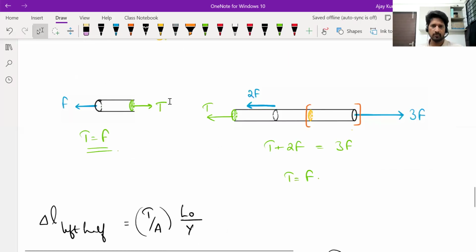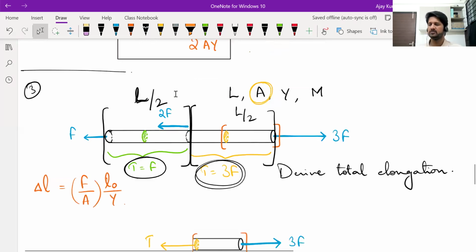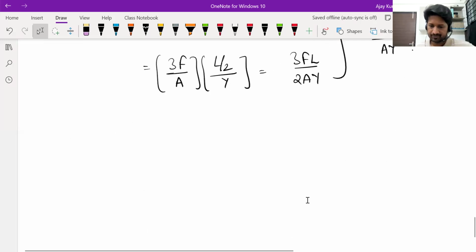Okay, that is how you approach problems like this. Basically, this idea has already been discussed. If forces act in between a wire, tension on one side of the force will be different from tension on the other side of the force. So here, 3F and F are acting at the ends, but 2F is acting in between. So in the part which is to the right of the point where 2F is acting, you will find one tension. In the part which is to the left of the point where 2F is acting, you will find another tension. Derive tensions, then from that you get stress, from that you get the elongation.